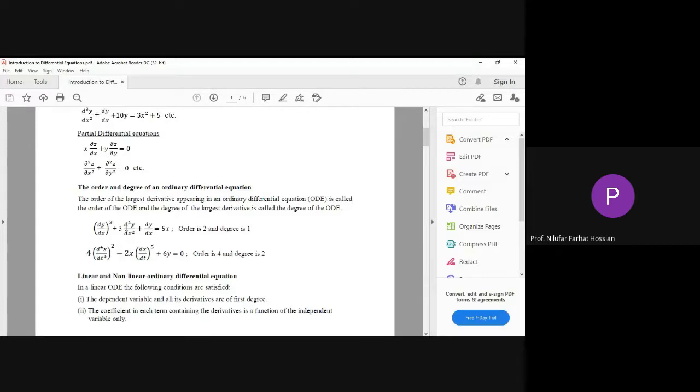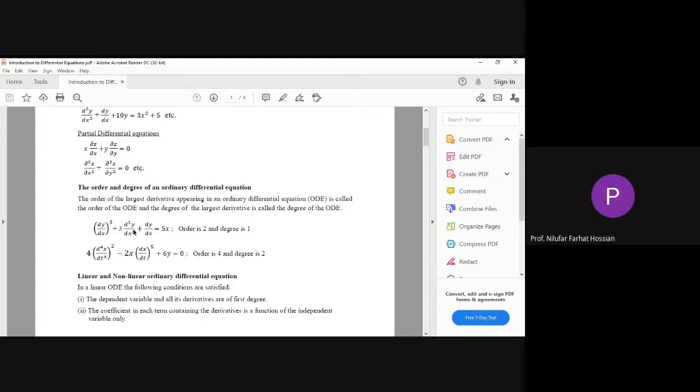And what is the degree of this ODE? It will be 1 because the power of this highest order derivative is 1. Here the power is greater than the power here, but this is not the highest order derivative. This is dy/dx, the first order derivative, and this is the second order derivative. So this is the largest order derivative. Here the power is 1.